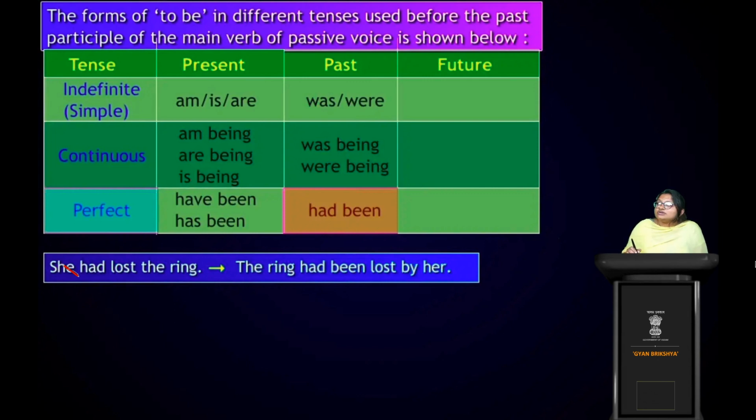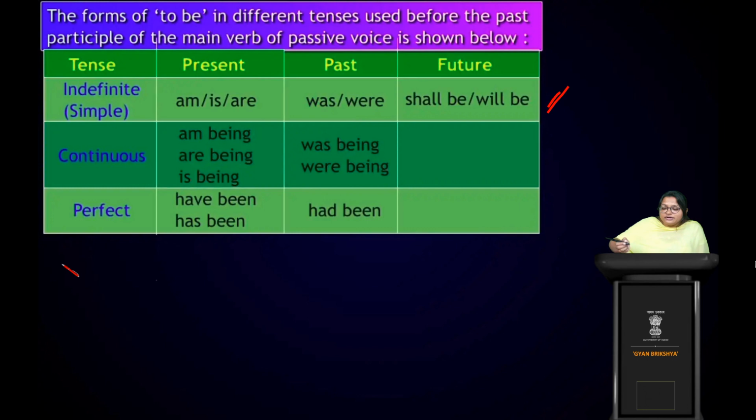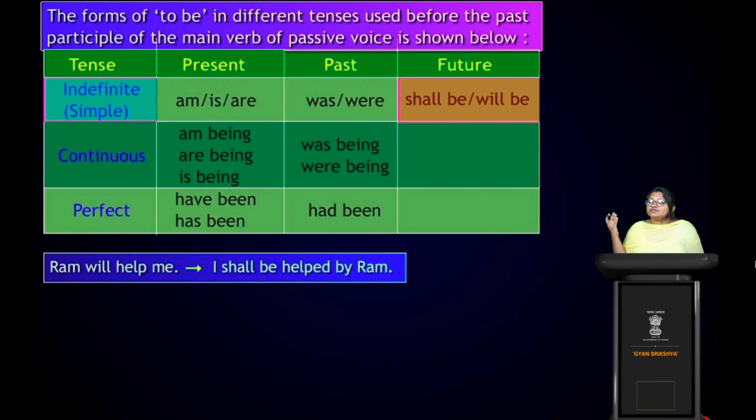Okay, now let's look at future tense. Future indefinite tense is shall be or will be, right? So shall be or will be sentences. Let's see. Ram will help me. So in active voice it is Ram will help me. In passive it becomes I shall be helped by Ram. Okay, so active voice it is Ram will help me. Passive it is I shall be helped by Ram. Okay, so will changes to shall be, or in this it also might be will be, right?